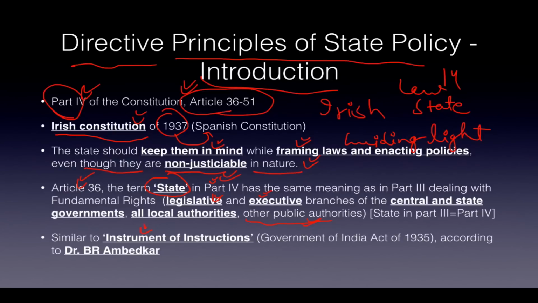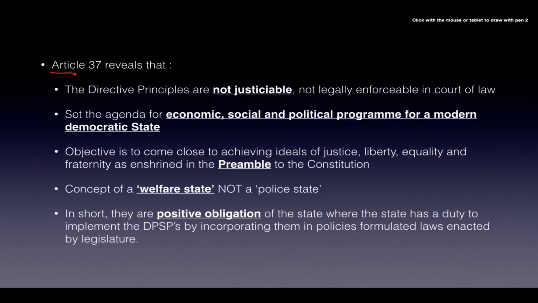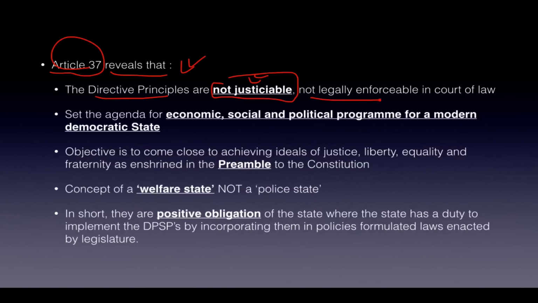And it is somewhat similar to the instrument of instructions, which was used way back about 80 years ago in the Government of India Act of 1935, according to Dr. B.R. Ambedkar, the father of our Constitution. And Article 37 reveals that. What does it reveal? The directive principles are not justiciable at all. That is, they are not legally enforceable in a court of law. So if you are violating them, let's say Article 44 says that a uniform civil code should be there in India, but if it's not there, you can't go to court asking why it is not there and saying it has been violated. It is not like that.